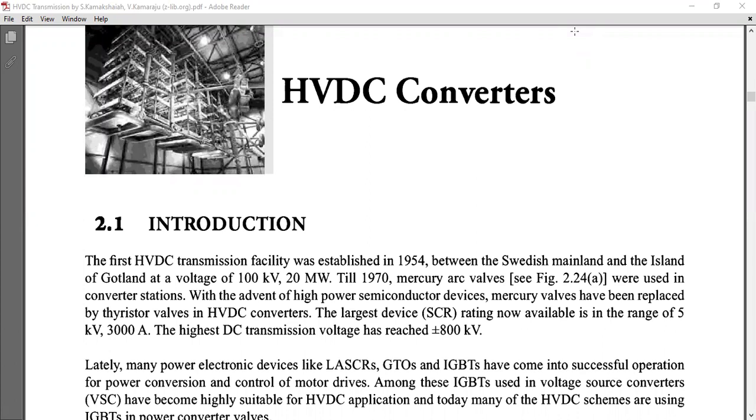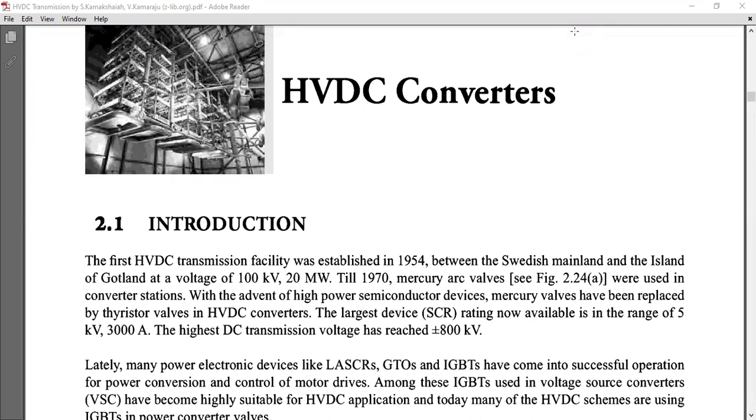So we are dealing with the subject HVDC transmission systems. In this second unit, we are discussing HVDC converters. Coming to the converters, we have already discussed them in the previous unit.